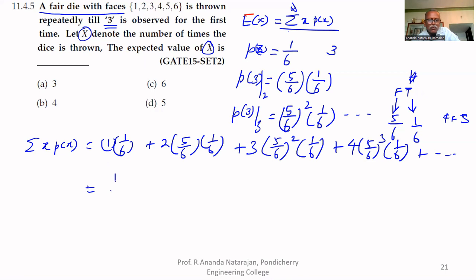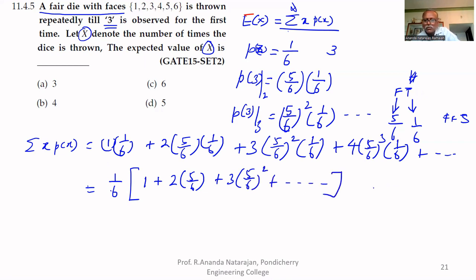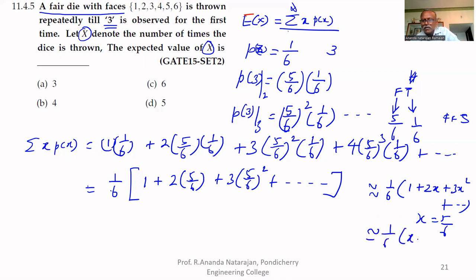So this can be written with 1 by 6 taken outside: 1 plus 2 multiplied by 5 by 6 plus 3 multiplied by 5 by 6 whole square plus etc. This is identical to 1 by 6 multiplied by 1 plus 2x plus 3x square plus etc., where x equals 5 by 6. This is equal to 1 by 6 times 1 minus x to the power minus 2. Therefore, this can be written as 1 by 6 times 1 minus 5 by 6 to the power minus 2.